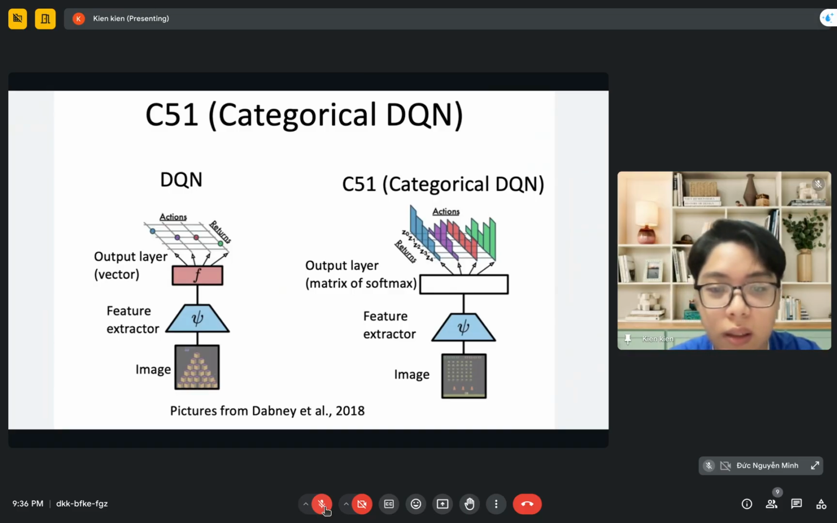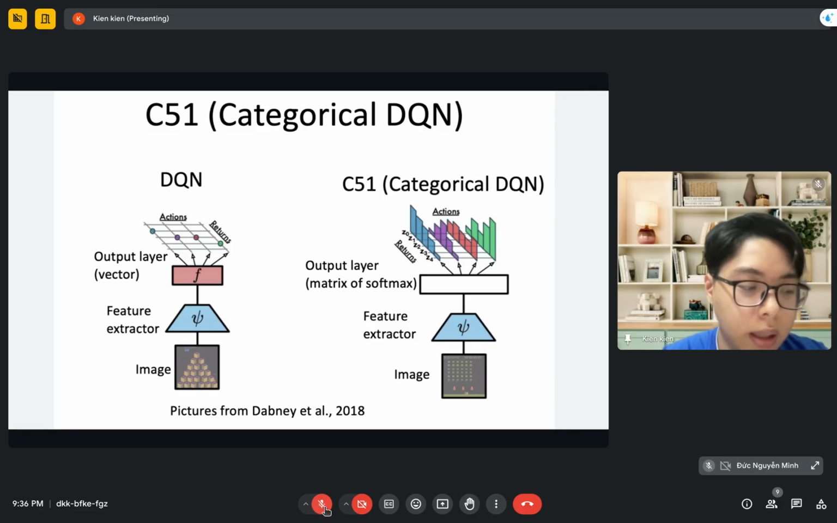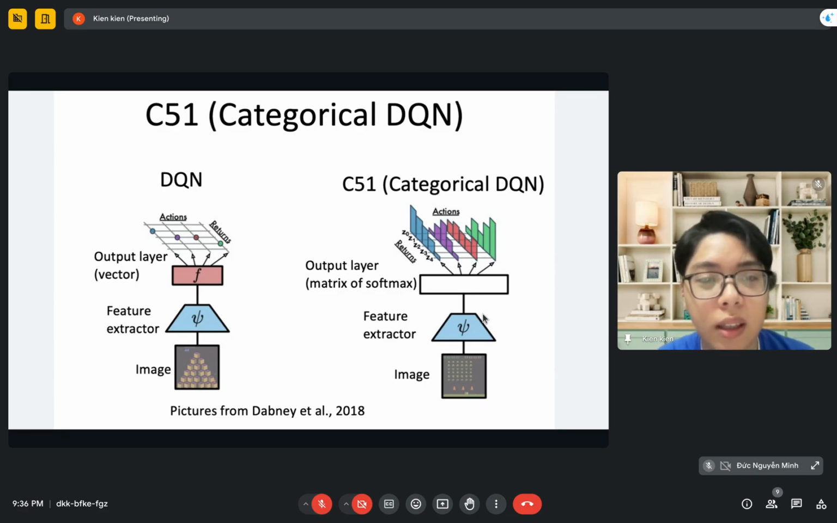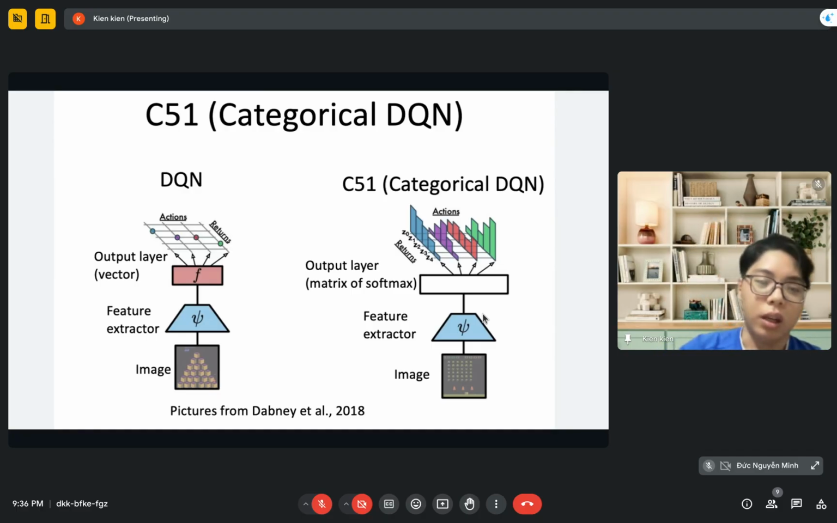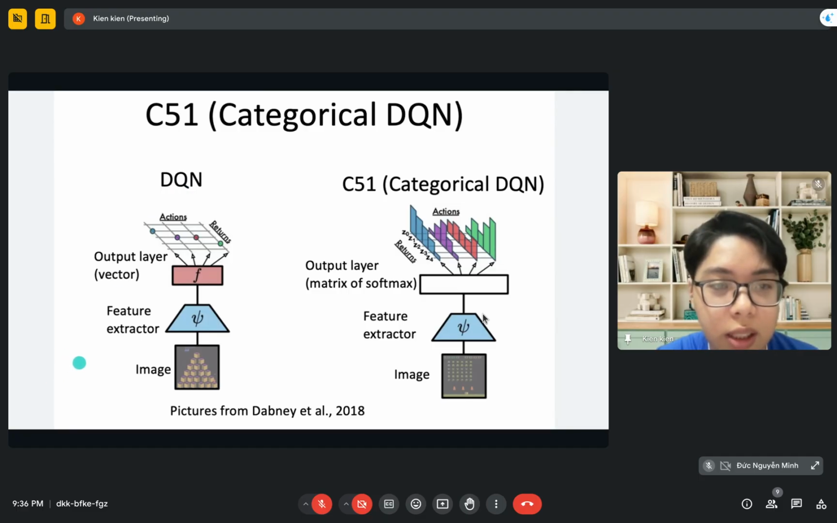Anyone have a question? Okay. If no, I will move to the next part. After that idea, in the paper, they propose a new algorithm named C51, which is categorical DQN. Right here, you will see that in the normal traditional DQN, we have an image or some kind of data of the state at the moment, and it will go into the model.